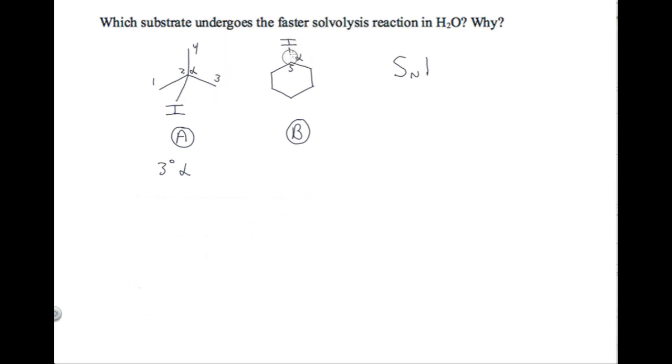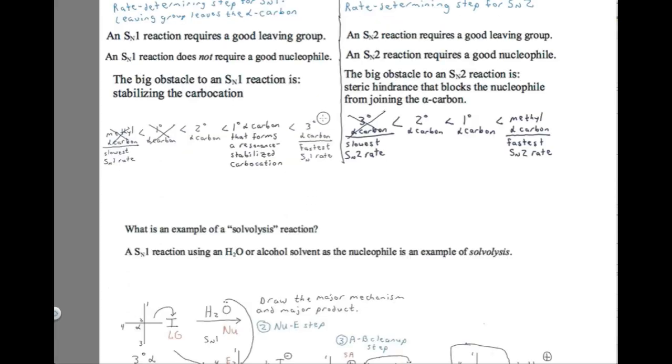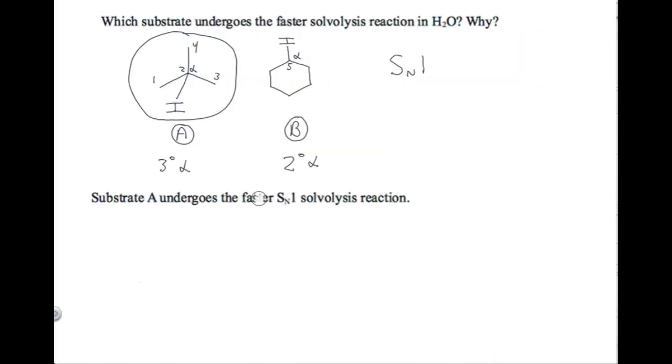The alpha carbon in compound B is secondary, because carbon 5 is attached to 2 carbon chains, one that proceeds clockwise around the ring and one that proceeds counterclockwise around the ring. Well, we've learned that tertiary alpha carbons are better than secondary alpha carbons for SN1. So here's our answer. Substrate A undergoes the faster SN1 solvolysis reaction.